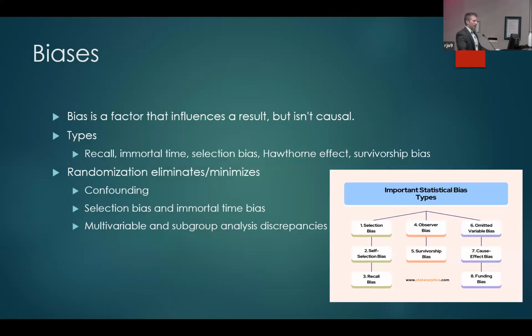There are really three main advantages to randomization, and we're going to talk about all three of them. One is reducing confounding, or balancing confounding. One is preventing selection bias and immortal time bias, which we're going to talk about. And the other one is interesting, that I've learned more about recently, and that's reducing discrepancies in subgroup analyses, or between different groups, and essentially testing one hypothesis.